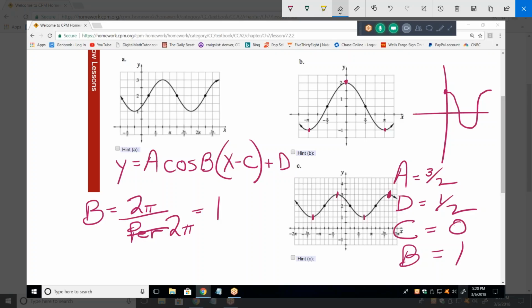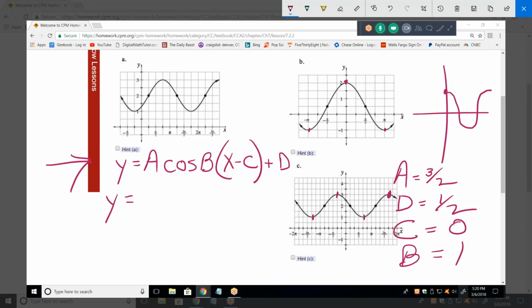Now, tell me the final answer. We've solved for A, B, C, and D, and we're going to use the cosine curve, not the sine curve. So what do we have? Y equals 3/2 cosine of parentheses x minus 0, just x.